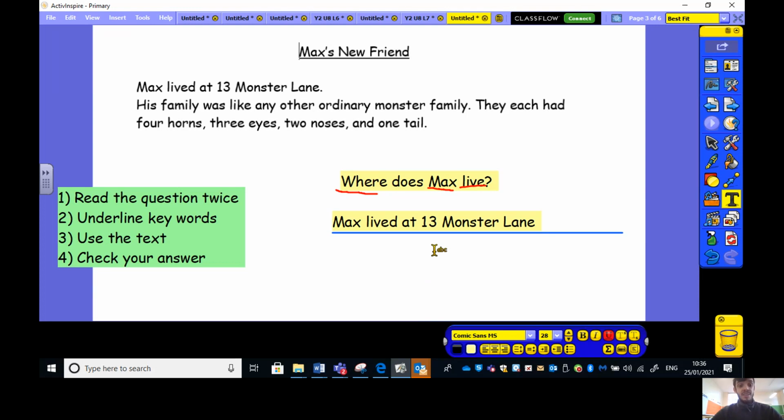Now, I just need to check the answer. Where does Max live? Max lived at 13 Monster Lane. My answer is sensible. It doesn't say macaroni and cheese, because where does Max live? Macaroni cheese does not make sense. It doesn't say two noses. Why? That wouldn't make sense. So always check your answers actually answered the question.